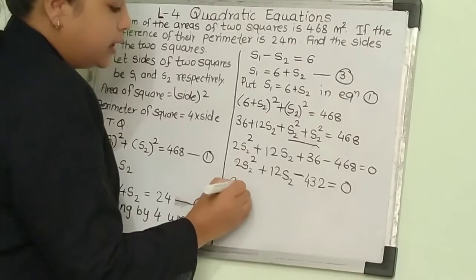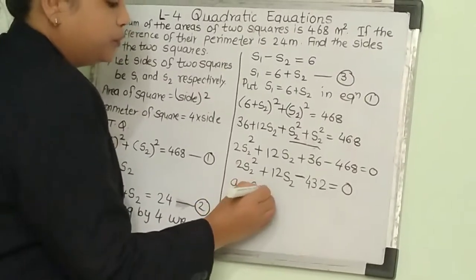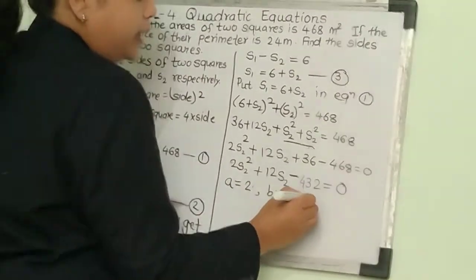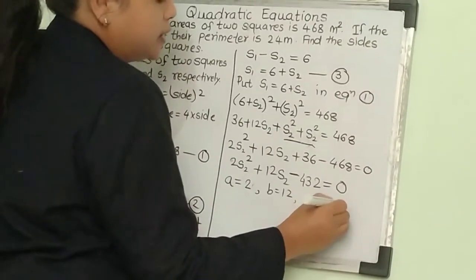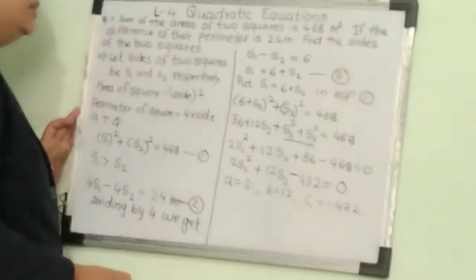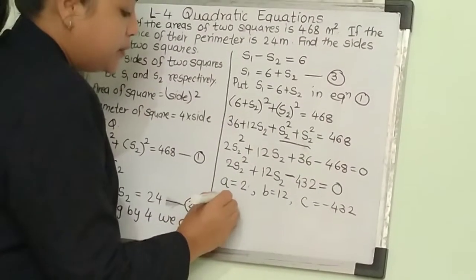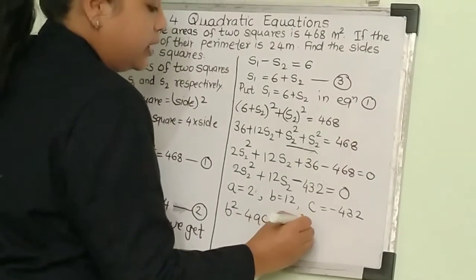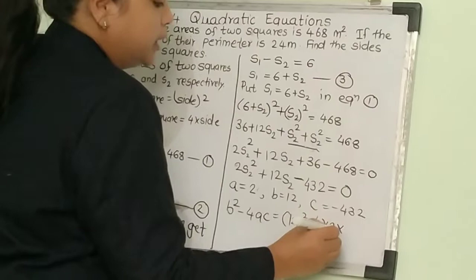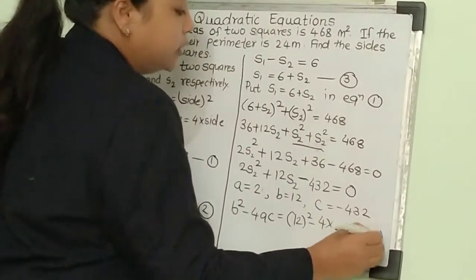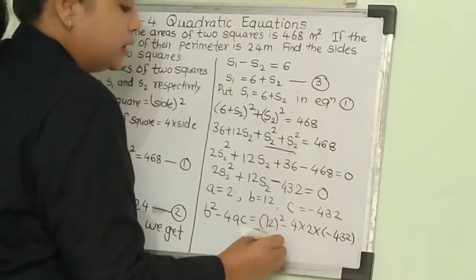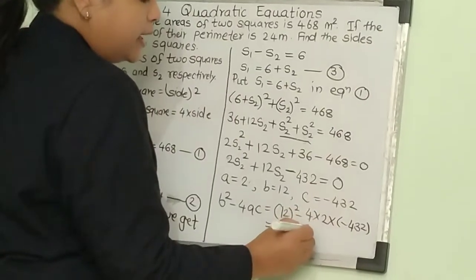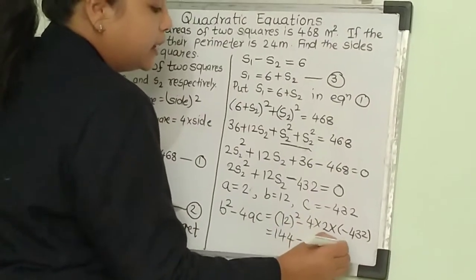So first I take A equals 2, B equals 12, and C equals minus 432. Here first I am going to find the value of B square minus 4AC, that is 12 square minus 4 into 2 into minus 432. Now 12 square will be 144, minus 4 2s are 8 into minus 432.